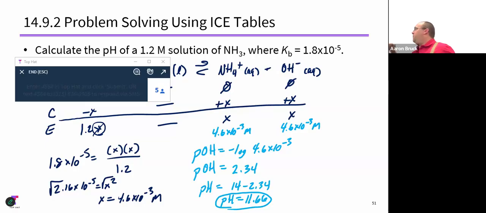And so if you stop at pH 2.34, immediately something should be clicking in your head going, wait a second, that's not right. 2.34, that's an acidic pH. I've got a base. That doesn't make sense. Where did I make my mistake? Usually the answer is you forgot to turn pOH into pH.